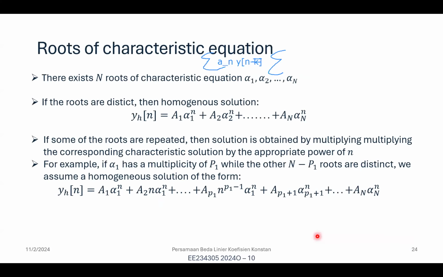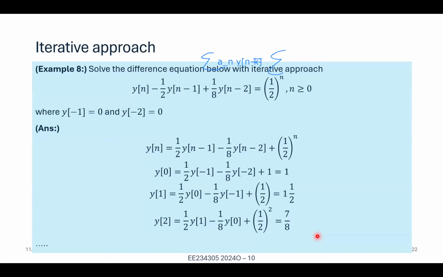All right, so this is, okay, sorry. This is the next example of the iterative approach. So we need to solve the difference equation below with the iterative approach. So yn minus half yn minus 1 plus 1/8 yn minus 2 equals half to the power of n, where all of the initial conditions are 0.